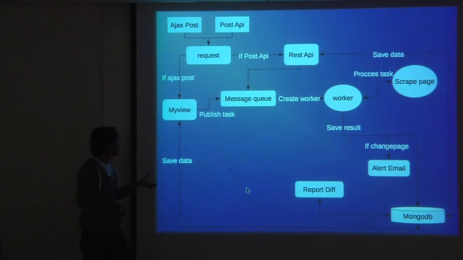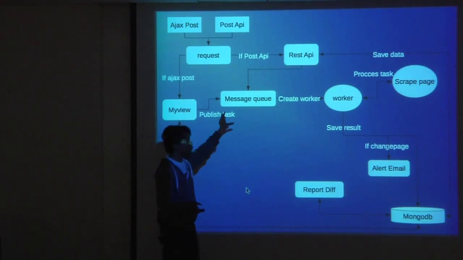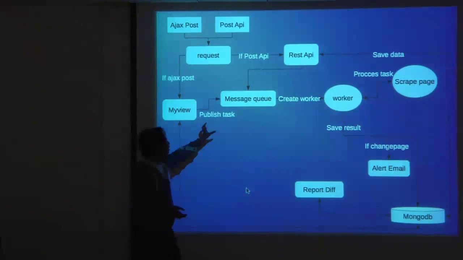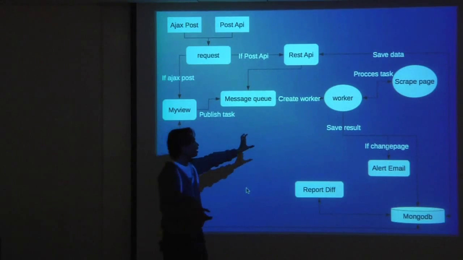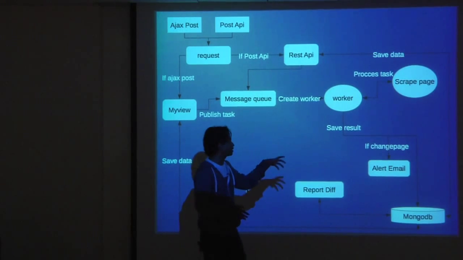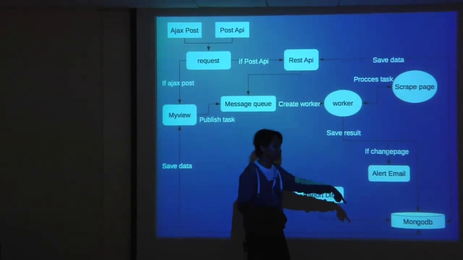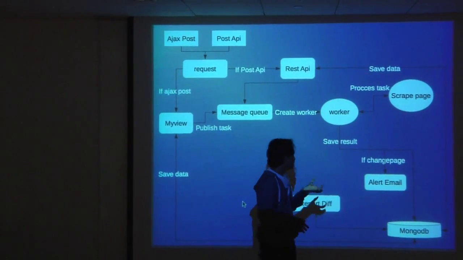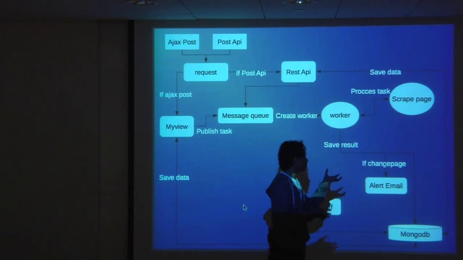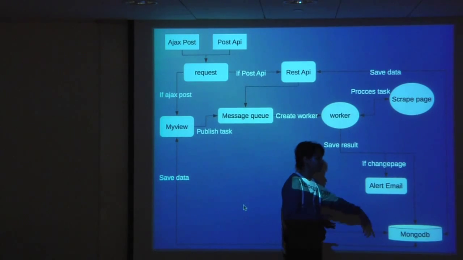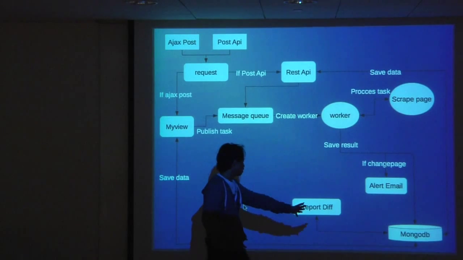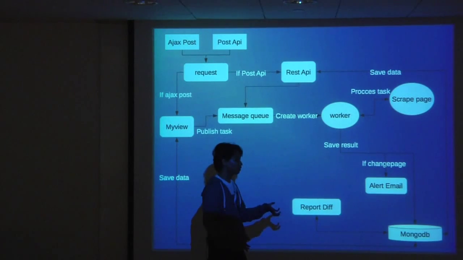From my views, the data will be saved in MongoDB, and next the data will go to the message queue, the same for the post APIs, and they will create a worker. This worker's function is to scrape the page and save the result to the database. If the scrape detects a change, it will alert you by email. If not, it just saves in the database. And finally the data will be reported in the project.